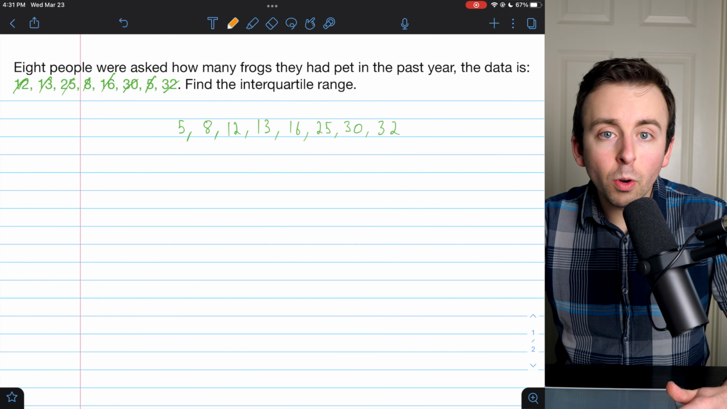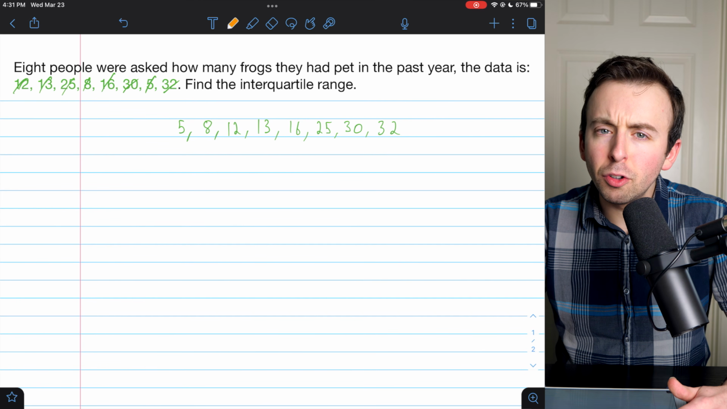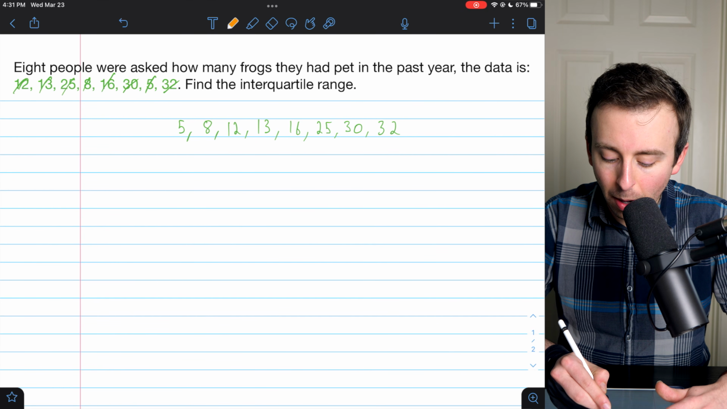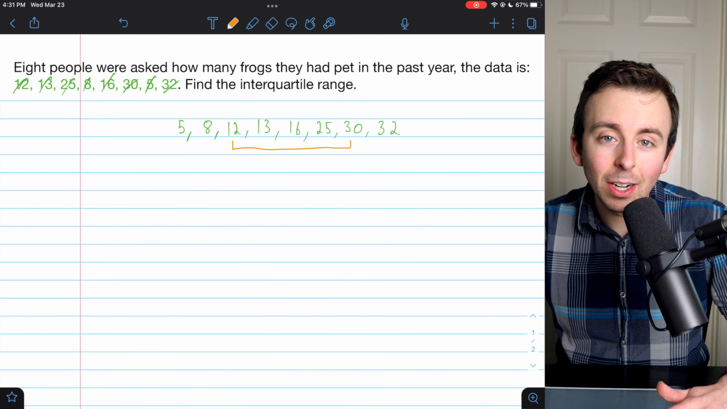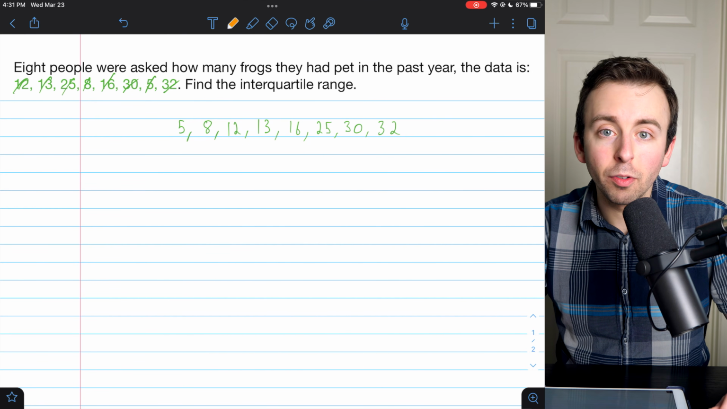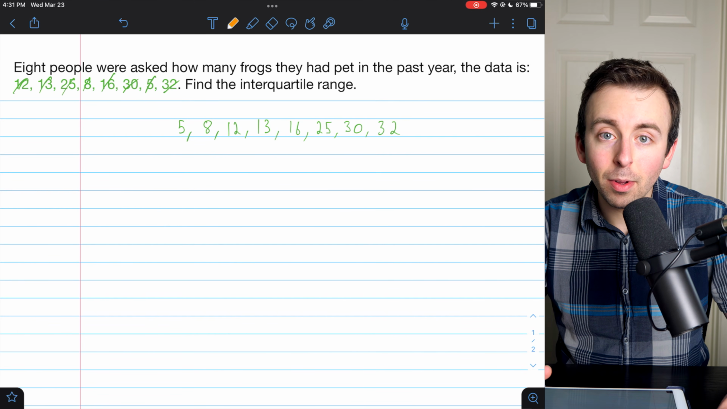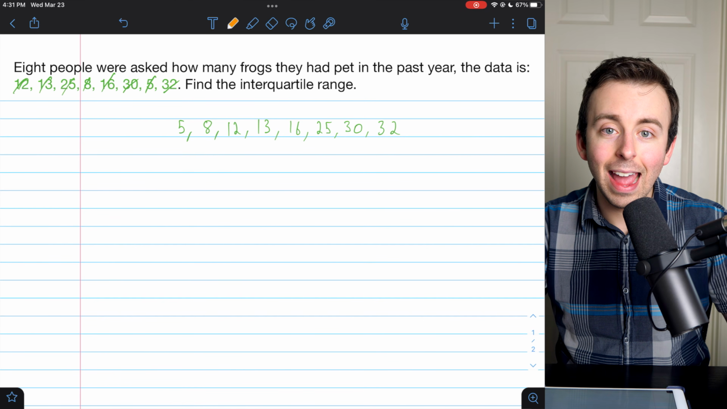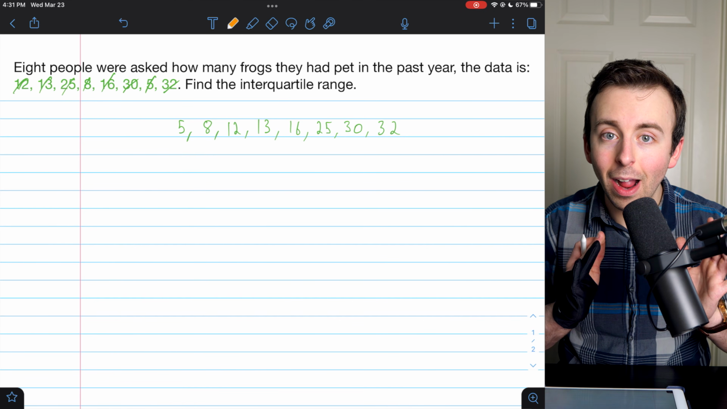Now remember, the interquartile range is a measure of spread. It tells us in some way how spread out data is. In particular, it tells us about spread across the middle half of the data. So once we've got our data in order from least to greatest, the first step from here is to split the data into 2 halves, a lower half and an upper half.